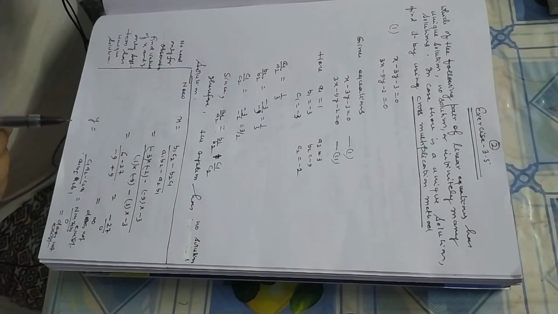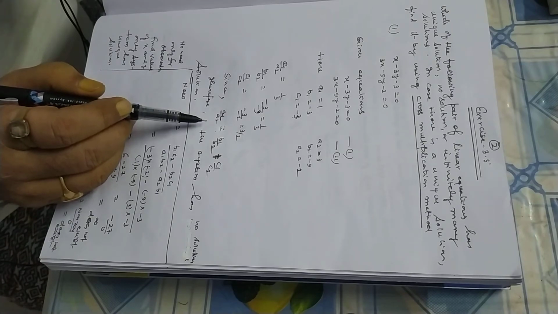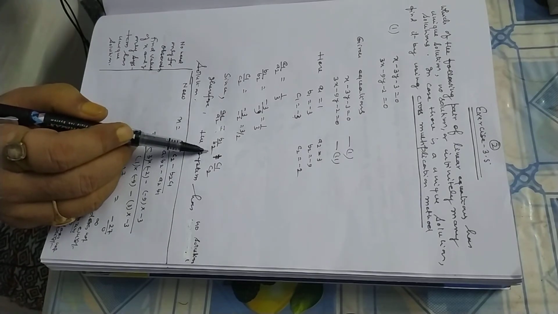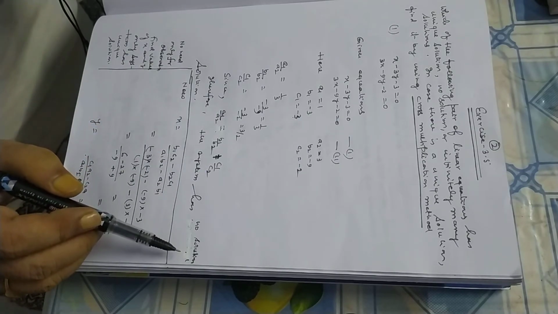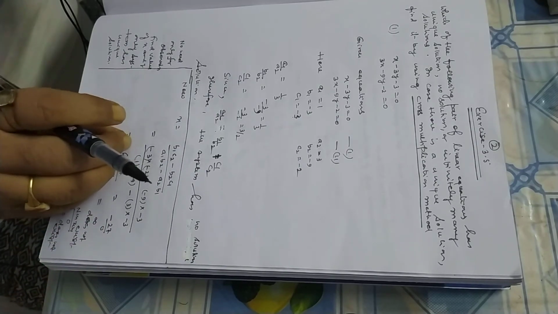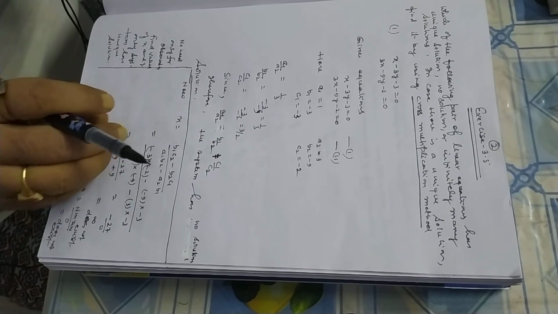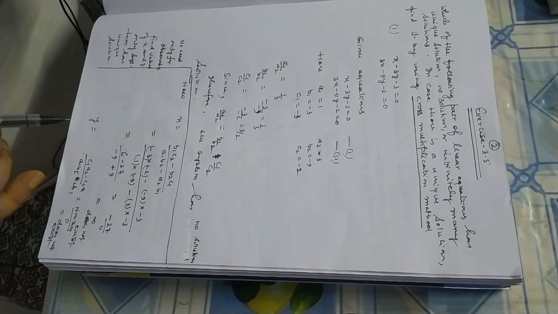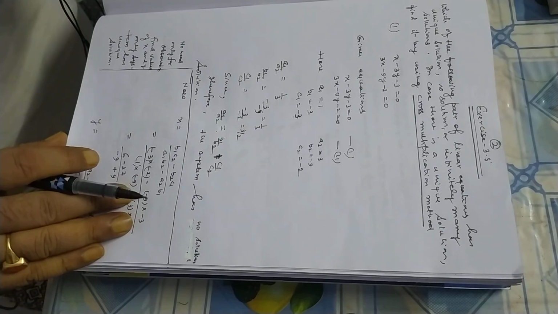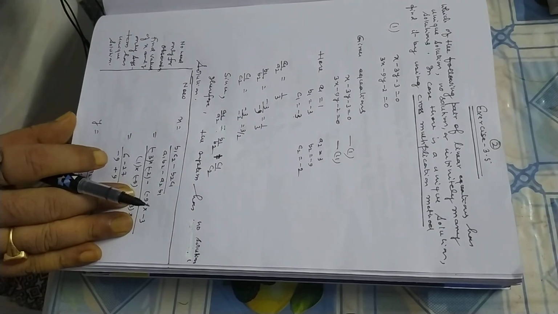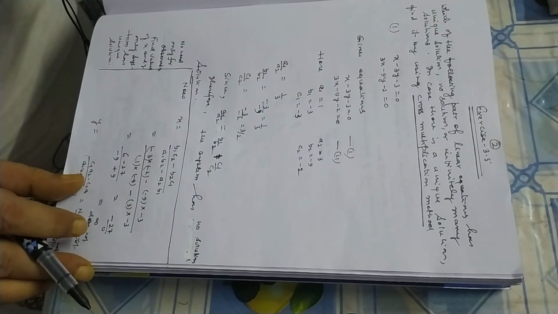No need of this step. You only have to check a1 by a2 is equal to b1 by b2 is not equal to c1 by c2. Therefore, the system has no solution. For your observation, we found the values of x and y by the cross multiplication method, so that you can see that if the system has no solution, then the value of x doesn't exist and the value of y doesn't exist. My dear students, in this way you can solve this problem. Thank you very much.